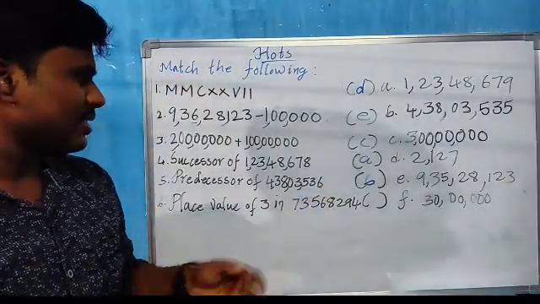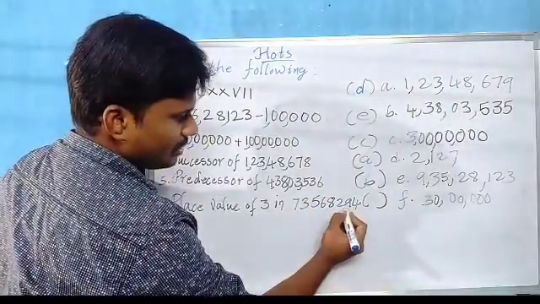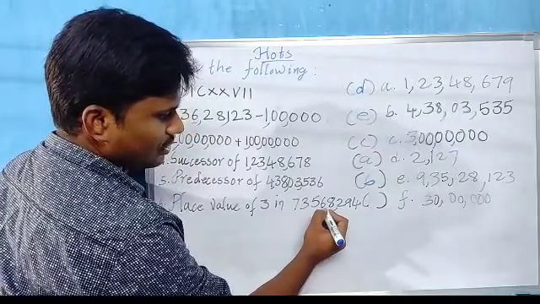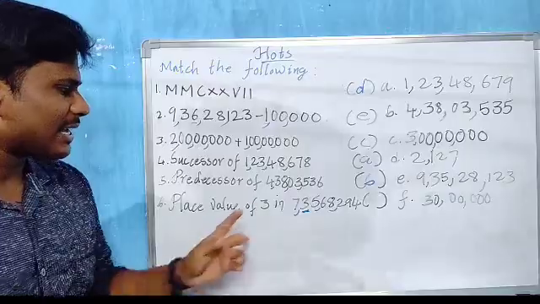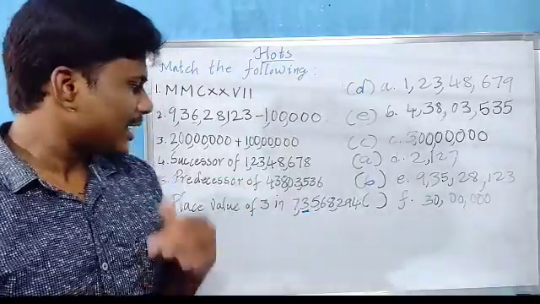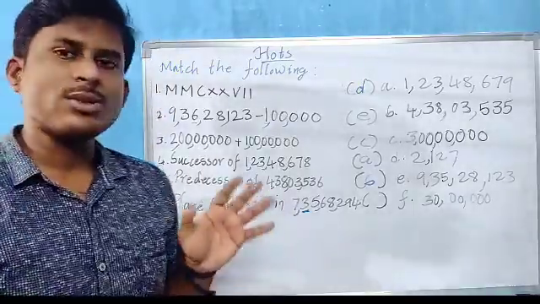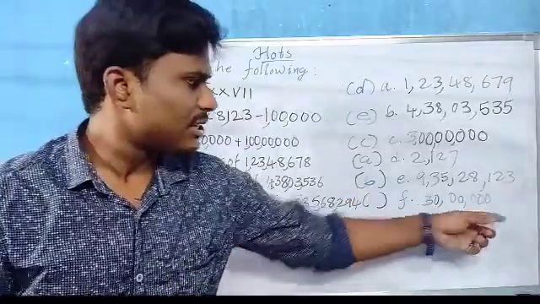Place value of 3 in this number, children. See, ones, tens, hundreds, thousands, 10,000s, lakhs, 10 lakhs. So it is in the 10 lakhs place, and the digit in the 10 lakhs place is 3. So 30 lakh. Option F, children.